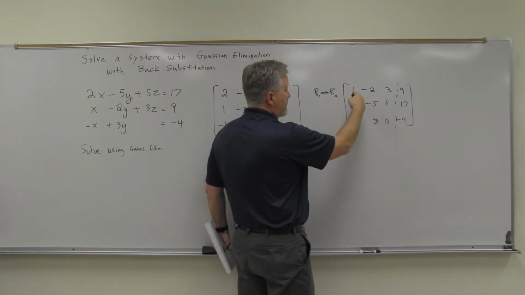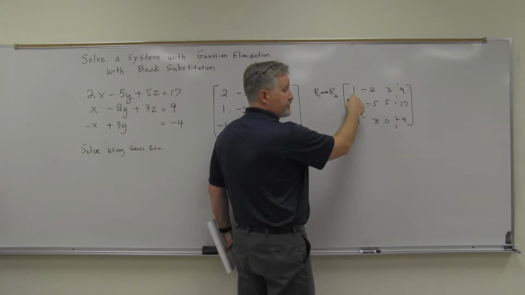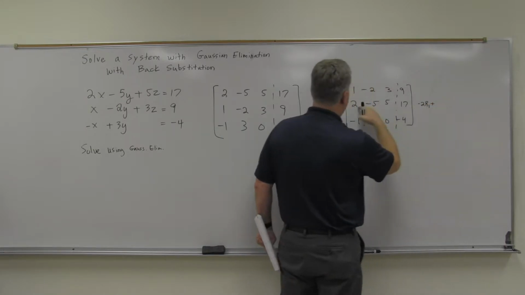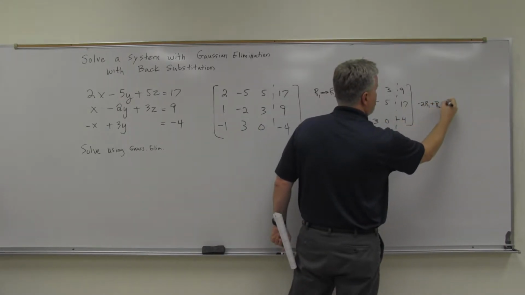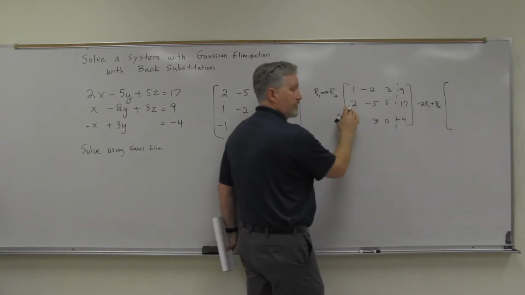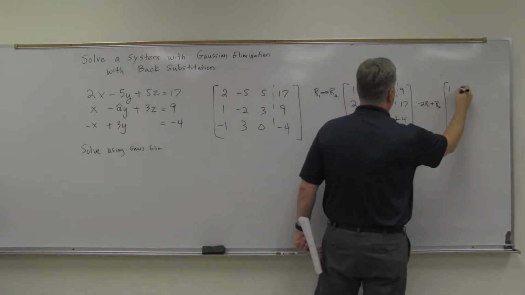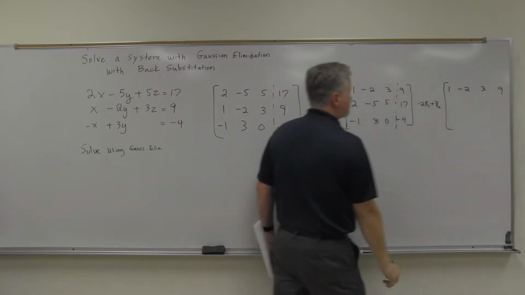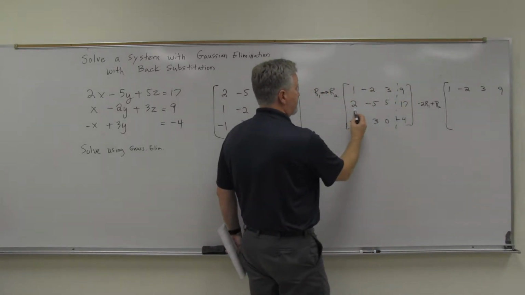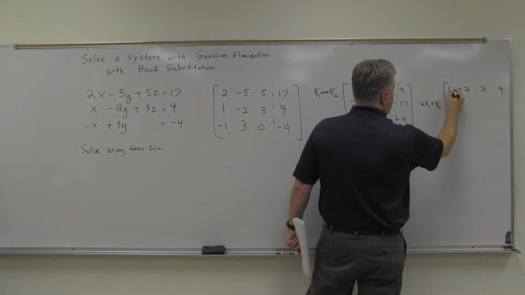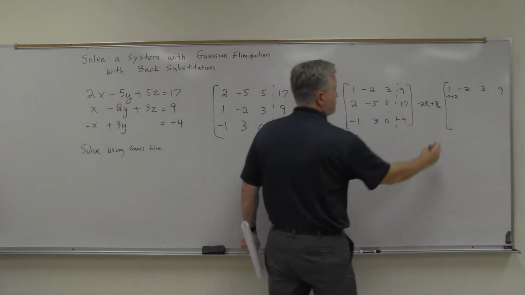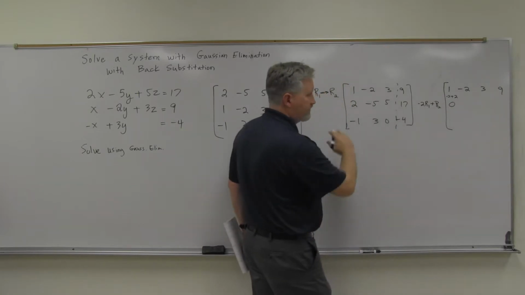And so how would I do that? Well, I'd take negative 2 times row 1 and add that to row 2. And that'll get the 0 that I want right here. So leave row 1 as is. And then negative 2 times row 1 plus row 2. That'll give me the 0 there. But I got to do that all the way across.